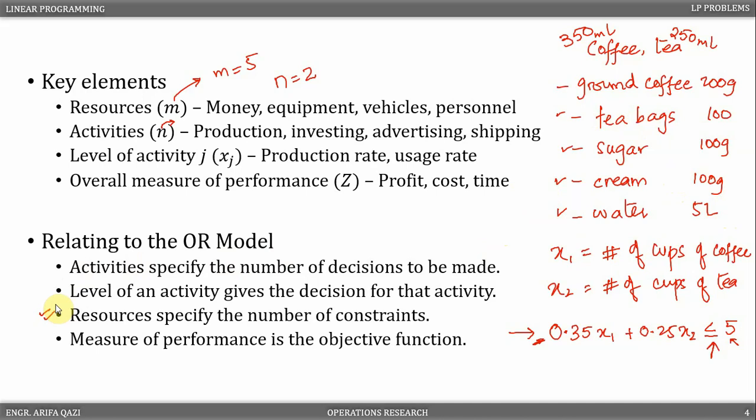Finally, the overall measure of performance of our problem is the maximum profit that we can make by selling the coffee and tea. This will be our profit function, or in generic terms, our objective function. And in this case, we want to get the maximum profit. So this is what is known as a maximization problem. And it's also a resource allocation problem, because essentially we are trying to identify the best mix of these resources to sell the maximum number of coffee or tea so that we can get the maximum possible profit.